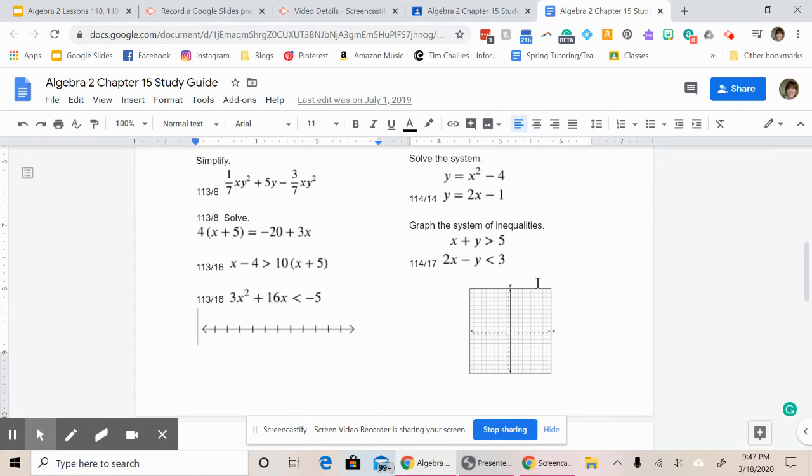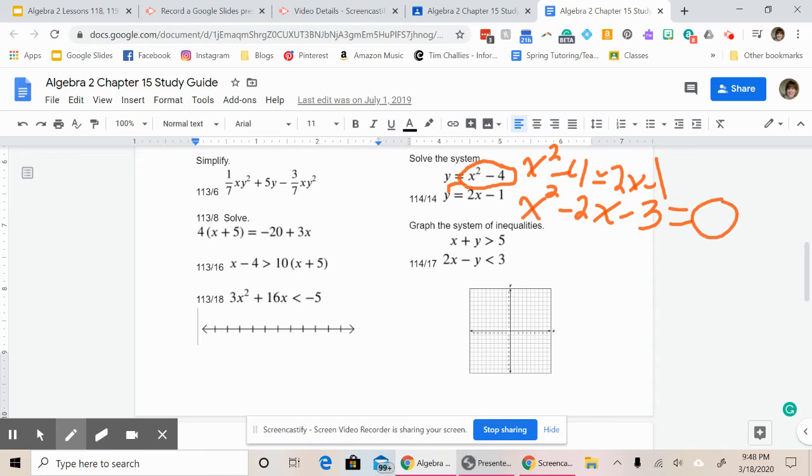Solve the system. I would substitute on this one. We could put x squared minus 4 in place of this y. It would go right in there. It would look like this. X squared minus 4 equals 2x minus 1, or x squared minus 2x minus 3 equals 0.